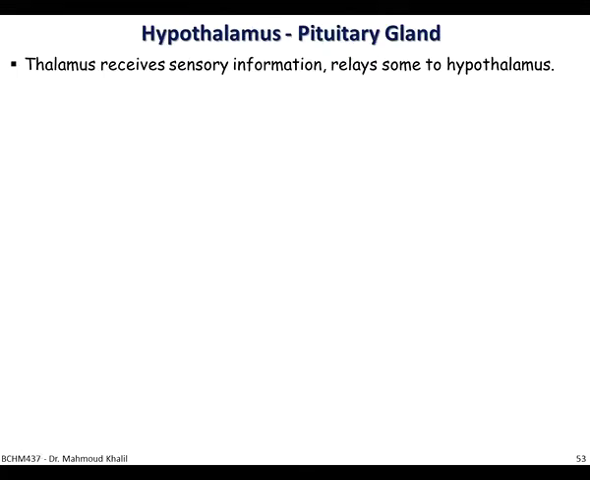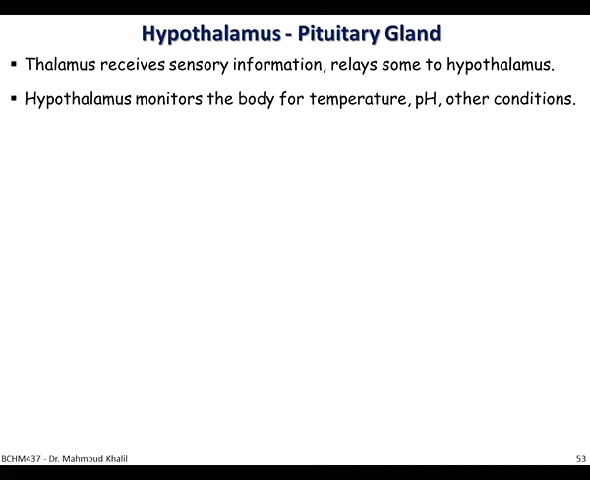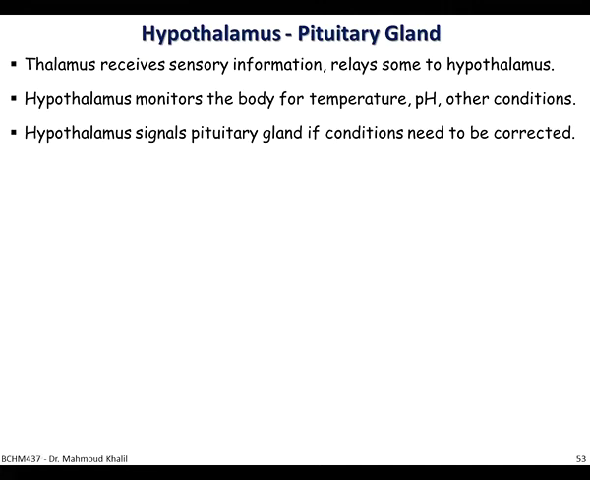So, talking more on the hypothalamus and pituitary gland, the thalamus receives sensory information and relays some to the hypothalamus. The hypothalamus monitors the body temperature, pH, and other conditions. These signals, as we said, go to the pituitary gland if conditions need to be corrected. So if the conditions need to be corrected, the hypothalamus will signal the pituitary gland to do the correction.